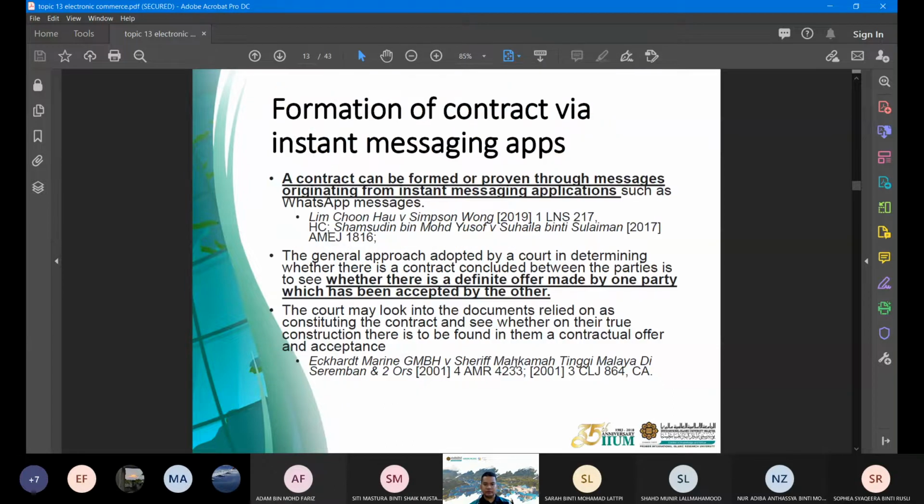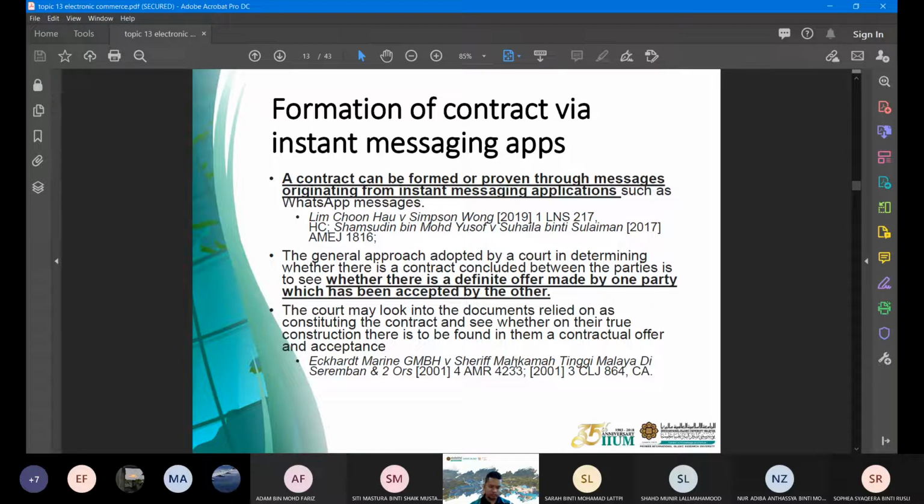What about formation of contract via instant messaging apps, WhatsApp and so on? So it has been decided in these cases, Lim Chow Ho, for example, Shamsuddin, that a contract can be formed or proven through messages originating from instant messaging applications. So the court will have to determine whether there is a contract concluded between the parties. The court will have to see the facts, whether there is a definite offer made by one party, and whether the other party has accepted.